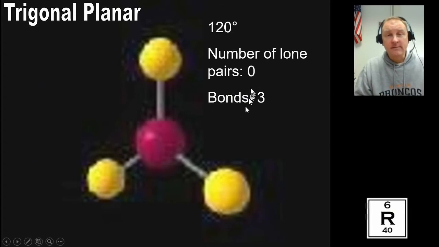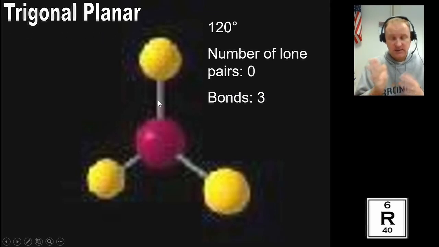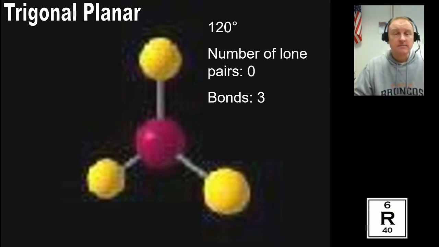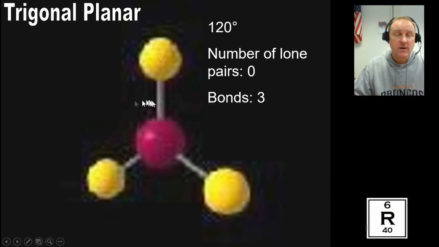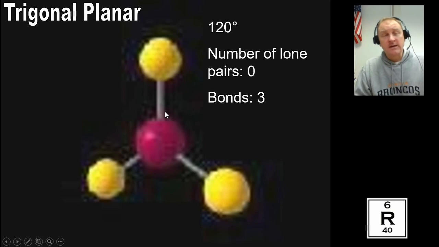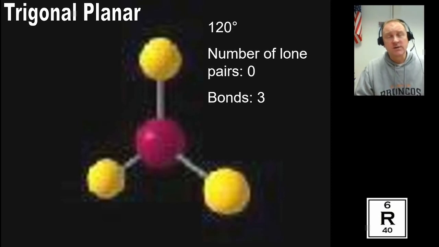When you have 3 bonds with no lone pairs, it makes something called a trigonal planar. It would actually be flat, and these angles are 120 degree angles. It would be flat, and this would be 3 bonds and no lone pairs. Again, it could be a double bond in here as well. It doesn't make a difference if there are single bonds, double bonds, or triple bonds for these models that I'm showing you.